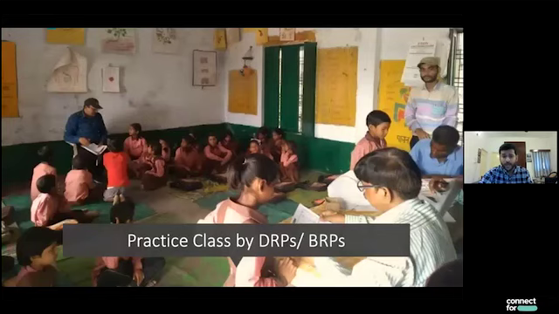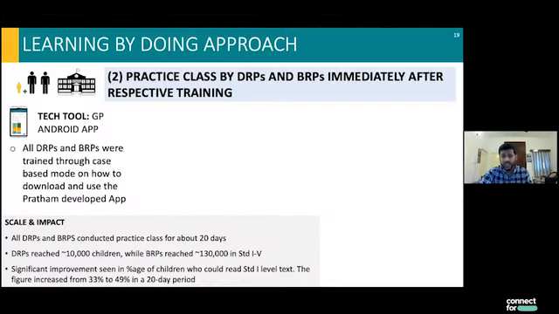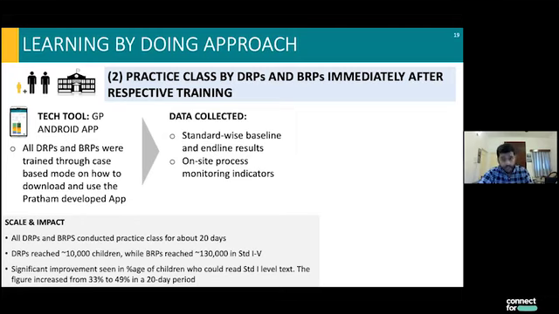Then once everyone was trained, they were also trained on the app itself, the government partnership Android app, we call it the GP app. And through case-based techniques, we were able to train everyone on how to download the app, what are the features of the app, how to input data on it, and what output is seen. They were able to understand. What data were we collecting in the app? Very straightforward data, two types.